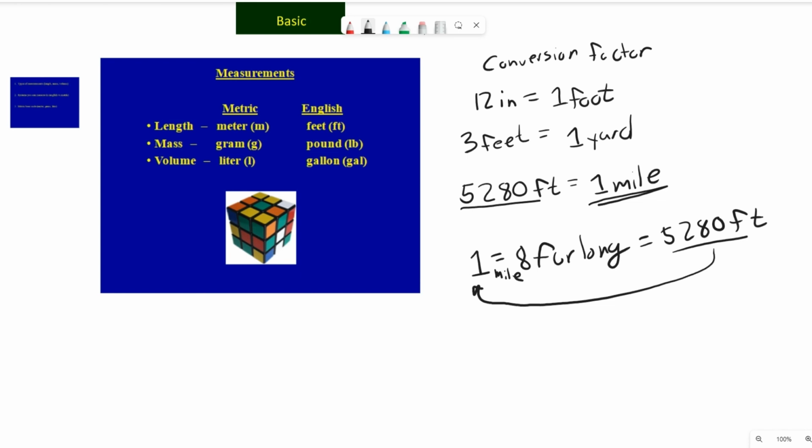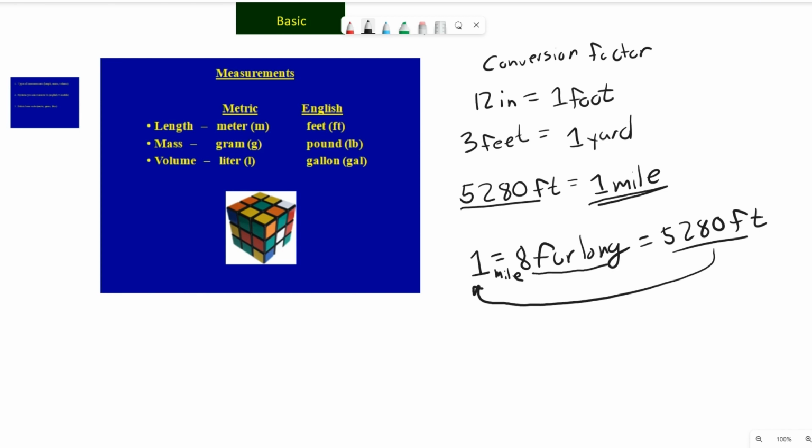So the reason why 5,280 feet is equal to 1 mile is because back in 1592, the British government decided to measure a mile based on how fast a horse could run in furlongs. So it makes no logic or sense whatsoever. It's just a conversion factor, 5,280, that you just have to memorize. It doesn't make any logical sense whatsoever.